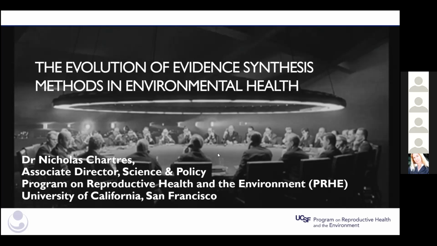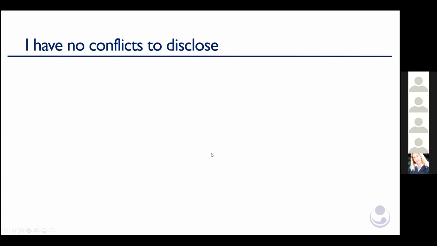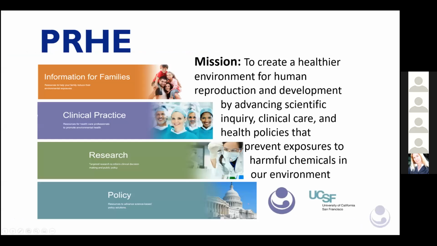Yeah, wonderful. We can see the slides. Yeah, great. So before I start, I just would like to say that I have no conflicts to disclose. And importantly, I think before jumping into the topic of evidence synthesis methods in environmental health, I just want to give you a bit of context for today's talk. Lisa touched on the fact that I'm here at the program on reproductive health and the environment at the University of California, San Francisco. And I think an important place to start is understanding the mission of our program's work, which you can see there on the screen, which is to create a healthier environment for human reproduction and development by advancing scientific inquiry, clinical care, and health policies that prevent exposures to harmful chemicals in our environment.